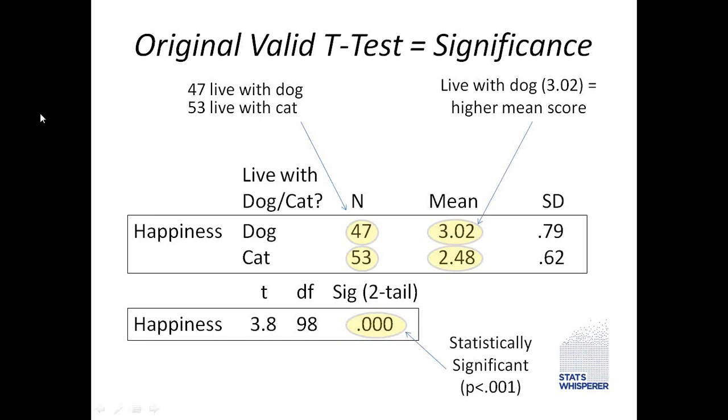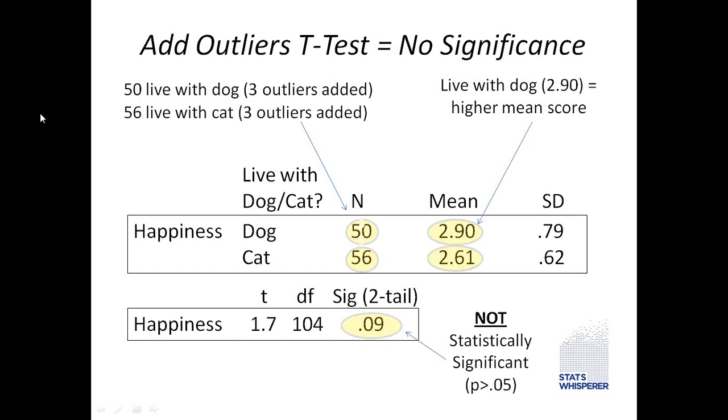We see here that on the dog line, the top line, happiness dog, there's 47. So 47 people live with a dog, and their mean happiness score is 3.02 on that 1 to 5 happiness scale. People that live with a cat, there's 53, and their mean score is 2.48. Then if we look at the bottom right, under SIG, if it's 0.05 or below, that's the probability listed under the SIG, then it's a statistically significant difference. We can see here it's way below 0.05. It's 0.00. So it indicates that there's a statistically significant difference in happiness scores between people that live with a dog or a cat, where people that live with a dog have a significantly higher happiness score. That's the valid finding that was put through the rigorous check of test assumptions.